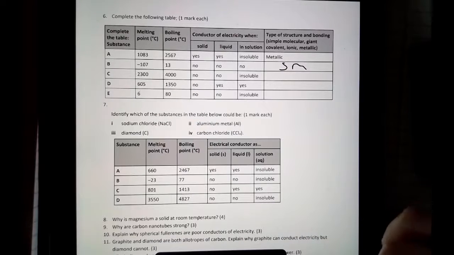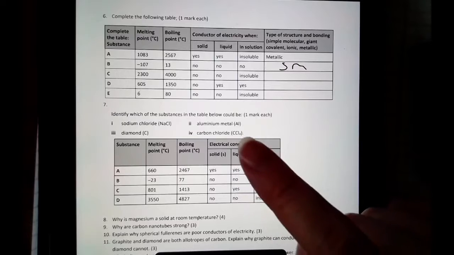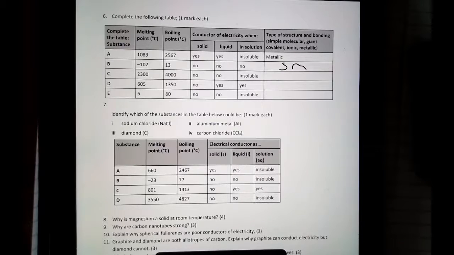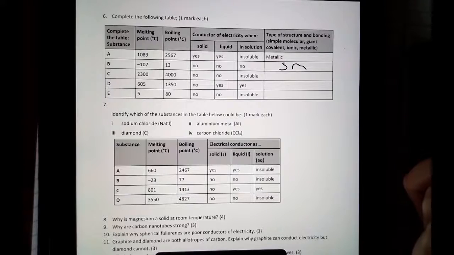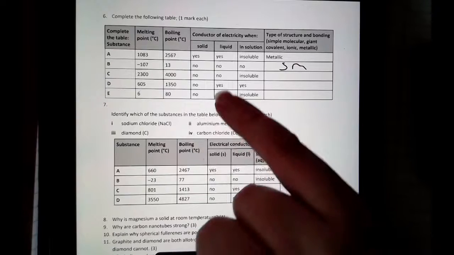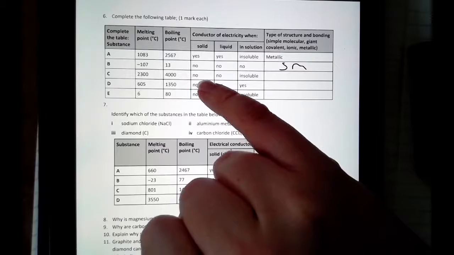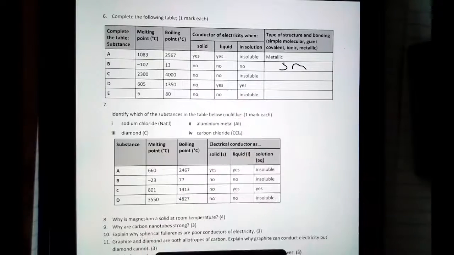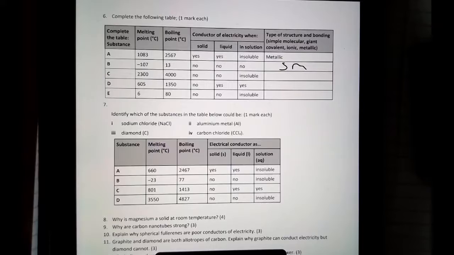The next one, I've got really high melting and boiling points, so it must be really strong forces. So we've learned about 3 types of strong forces. Metallic bonds are strong, ionic bonds are strong, covalent bonds are strong. So just looking at the melting and boiling point in this case isn't enough to tell me which type of structure and bonding it is. So then I go further and I look at conducting electricity. And I see that it doesn't conduct when solid and it doesn't conduct when liquid. And if it's not conducting electricity at all, that tells me that there are no charged particles at all.